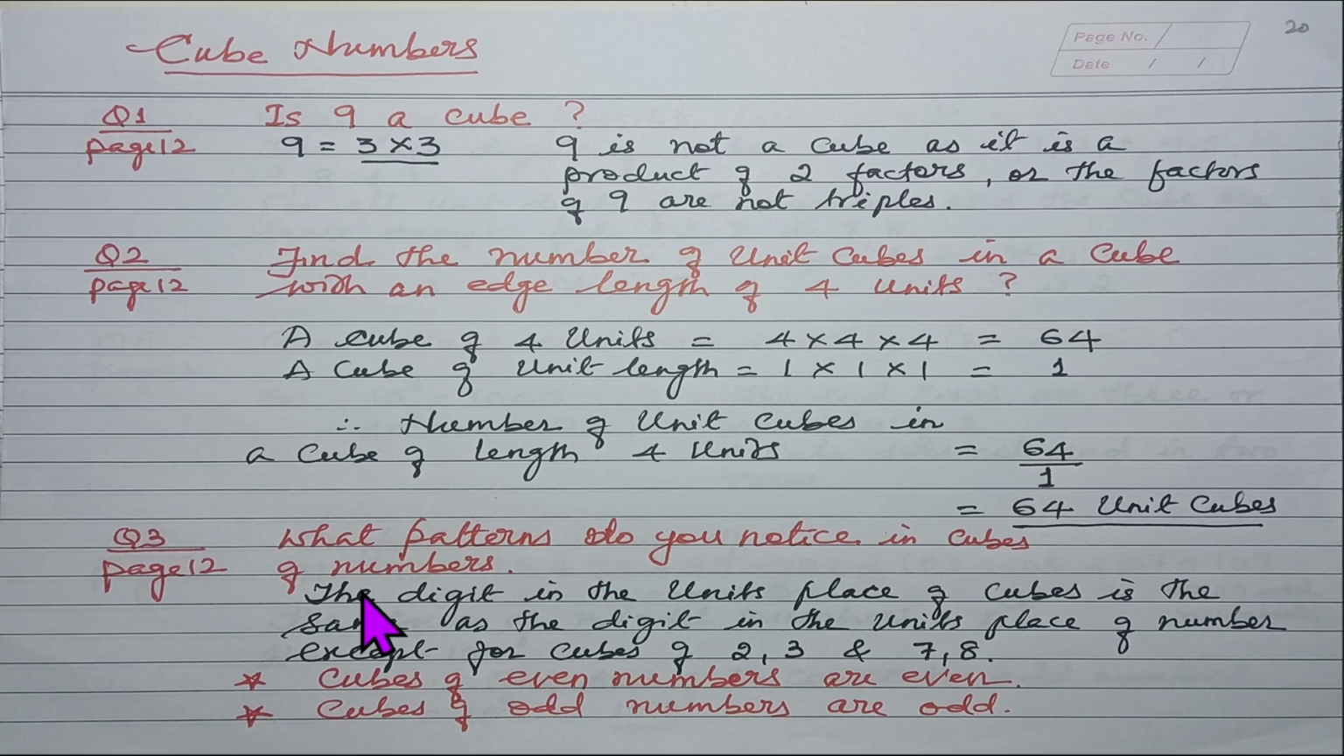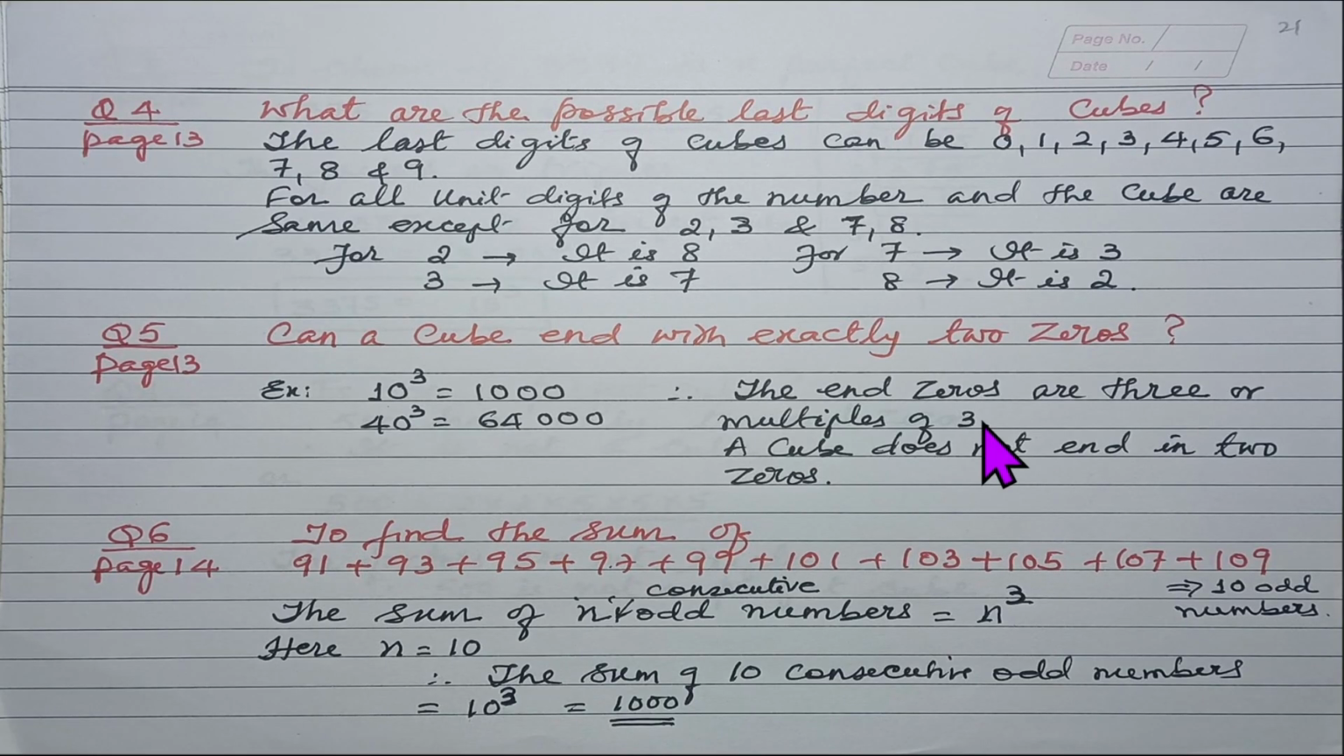What patterns do you notice in cubes of numbers? The digits in the units place of cubes is the same as the digit in the units place of any number except for cubes of 2, 3 and 7, 8. Please refer the basics in the cubes video of this particular topic, which is available on this channel. Now, cubes of even numbers are even and cubes of odd numbers are odd. Remember that.